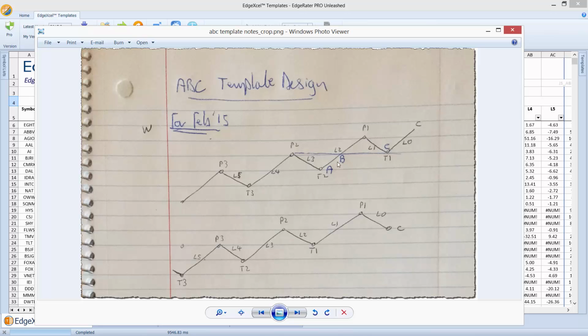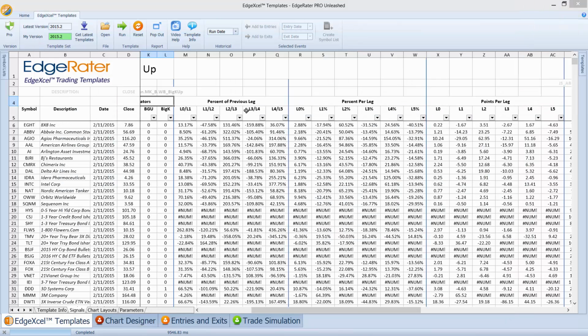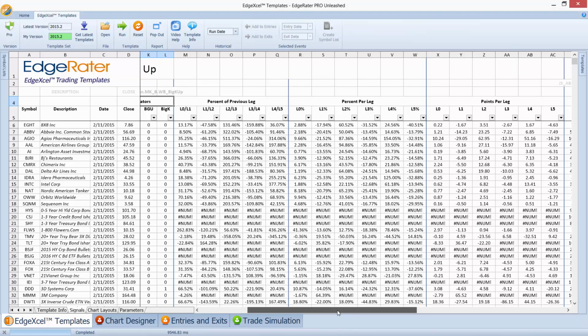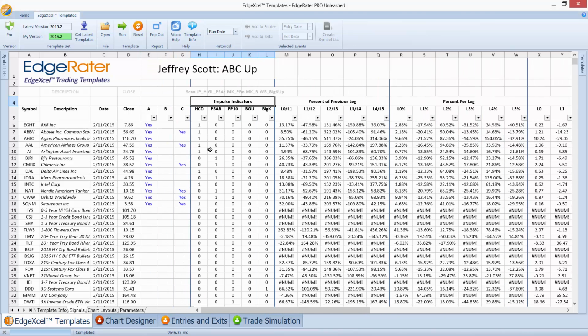And then we have the percentages for leg 2 over leg 3, which you can also sort and filter by those values. So that's percent of previous leg, and they're named such as leg 0 to leg 1, leg 1 to leg 2, leg 2 to leg 3, leg 3 to leg 4, and leg 4 to leg 5. And we already talked about the impulse indicators, and then we have the actual final result that really we're most interested in, which is the A's, the B's, and the C's.